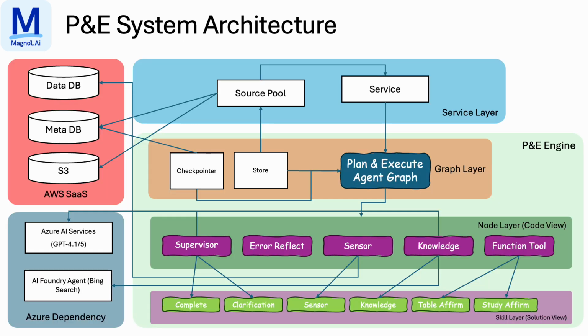This slide provides an overview of the plan and execute system architecture. At the core is a plan and execute engine, which orchestrates the entire workflow. The architecture is organized into several key layers: the skill layer and the node layer. These layers represent the solution and the code views, respectively, allowing the system to dynamically assemble workflows from a library of validated skills and execute them as code.